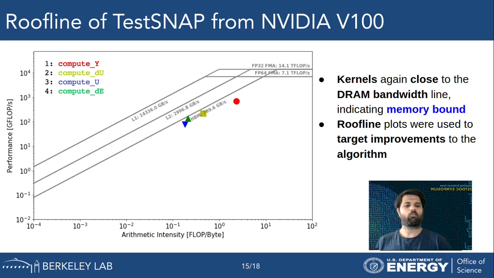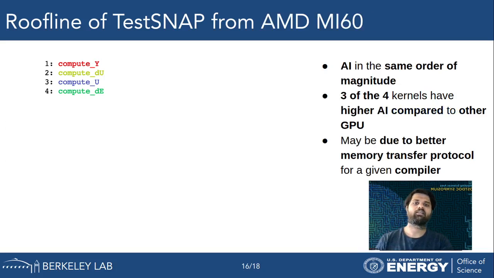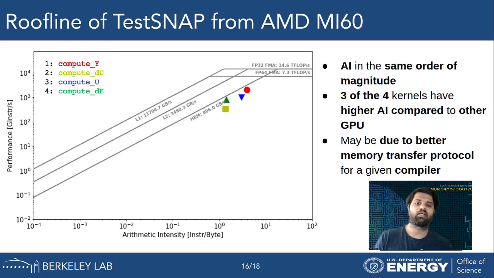Now that we understand the performance of the constituent parts of TestSNAP on V100, what happens if we run the same code with no modifications, no changes, using pretty much the same compiler, but on a different vendor's GPU? We find that the arithmetic intensity is slightly higher and the performance is also slightly higher. And this is because there might be a better memory protocol using the same compiler on this machine.